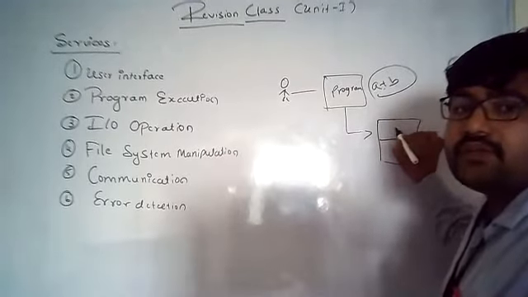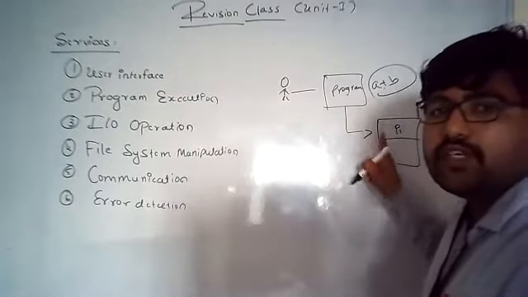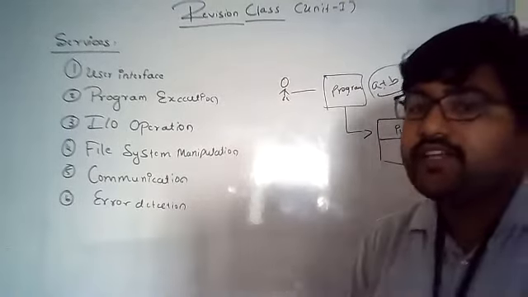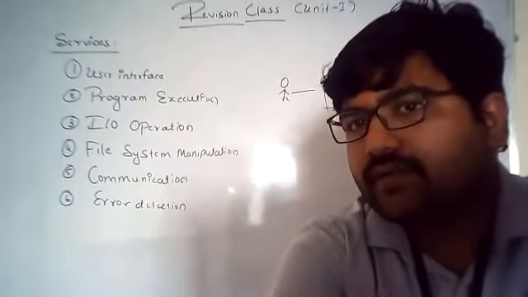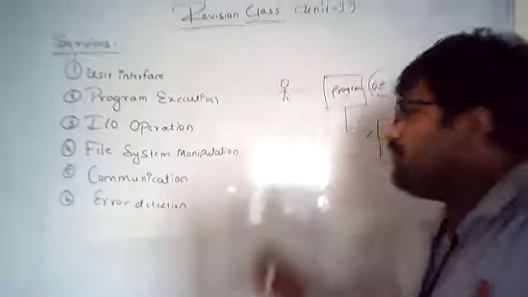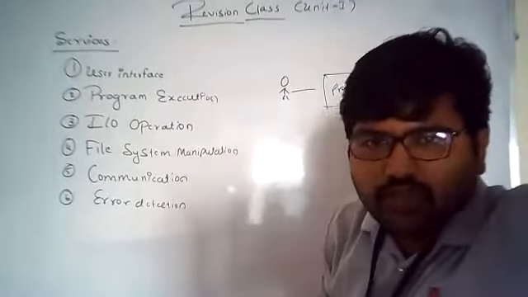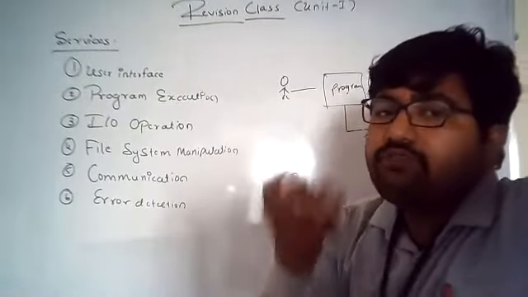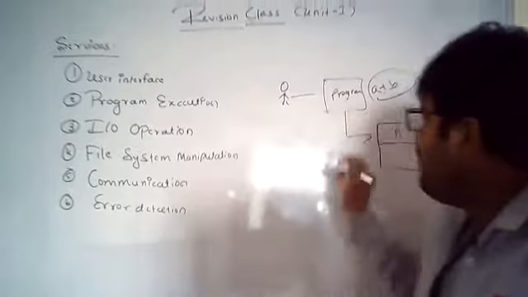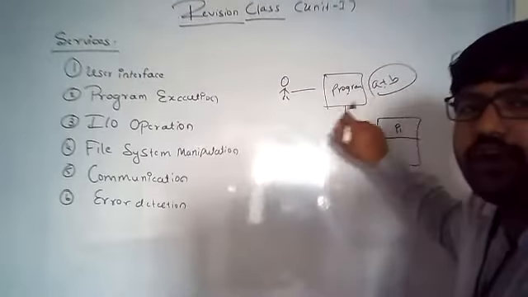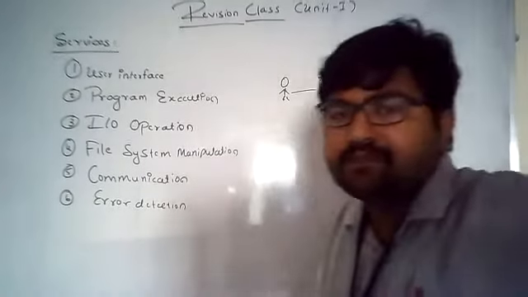When a program is loaded onto the memory, it is under execution. The program is under the execution. Then it is called as a process. When a program is loaded onto the memory, or when a program is under the execution, it is called as a process.